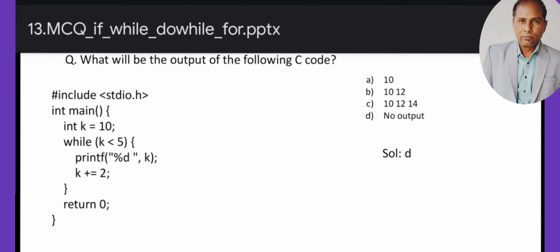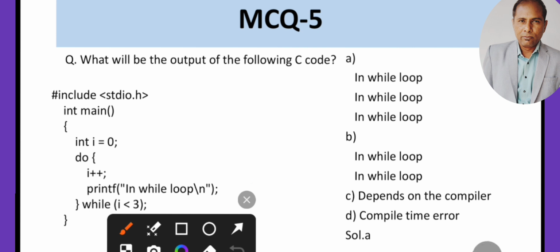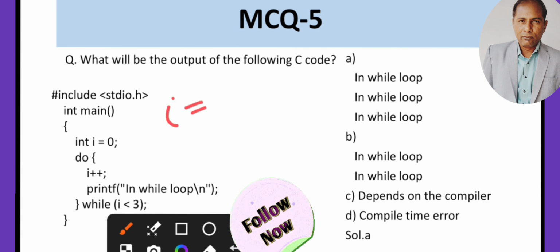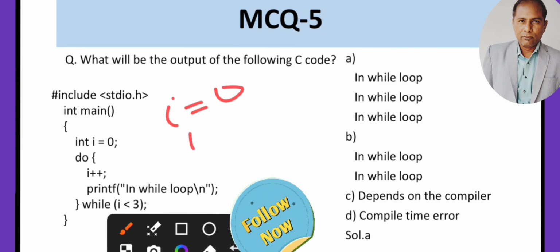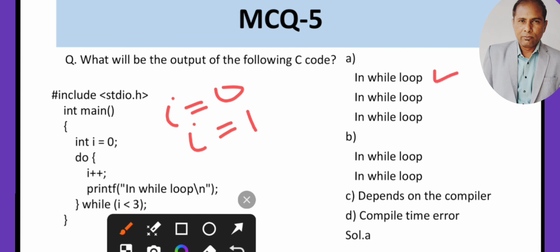Now, if we talk about question number 5, we have i is equal to 0 and we are incrementing i by 1. So i will become 1. So we will print in the while loop. It will be printed once. Now we will check the condition, since i is less than 3, so again we will go here. i will be incremented by 1, i will become 2. Then we will print in the while loop.